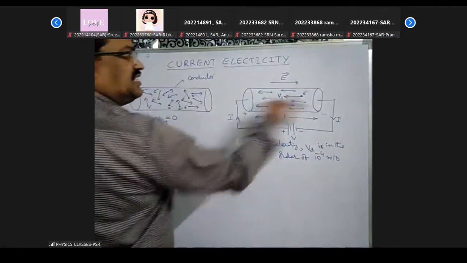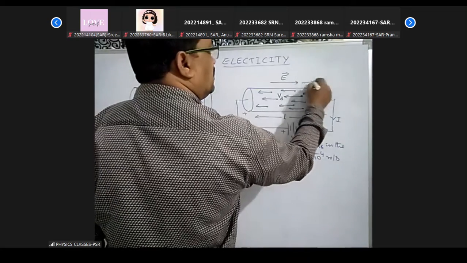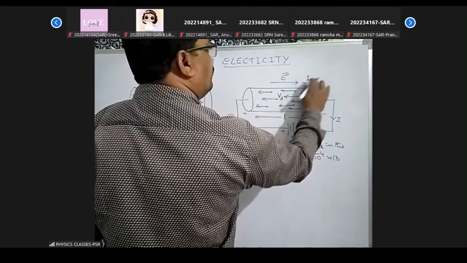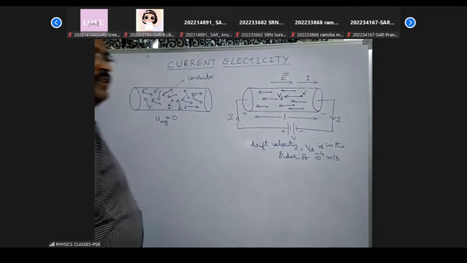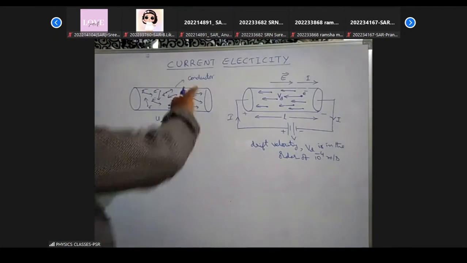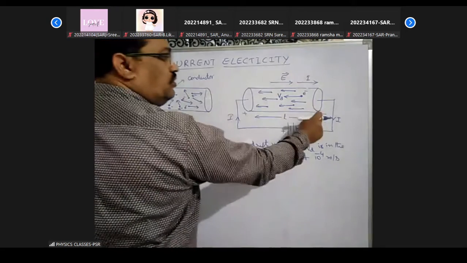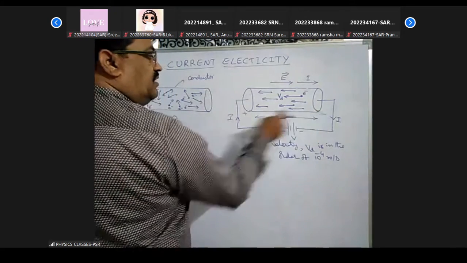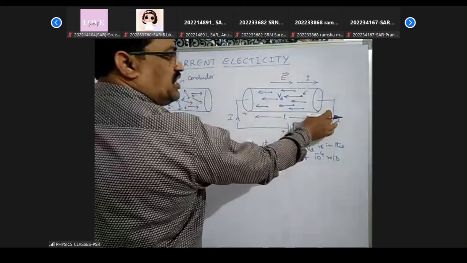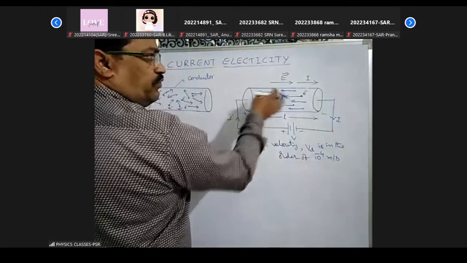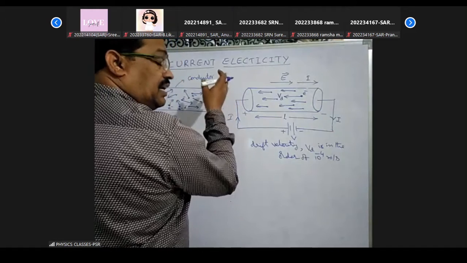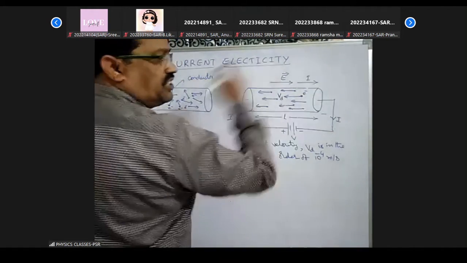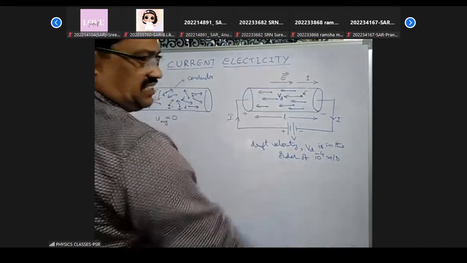Electrons all move in this direction, so current is in this direction. So the current passing through this wire is from the positive end to the negative end. Here this potential is very high, this potential is low. So current always flows from the positive, high potential end to the low potential end. So it has a direction.